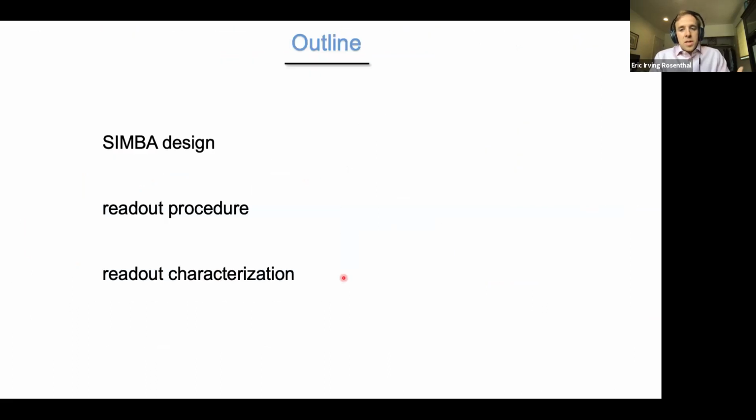So in the rest of this talk, I'll tell you how we design our SIMBA, how we use it to measure a qubit, and how we characterize its performance. But first, let me stop and take questions for a few minutes, and also remind you to just not be shy about asking questions as you have them. If there are no questions, then I can proceed.